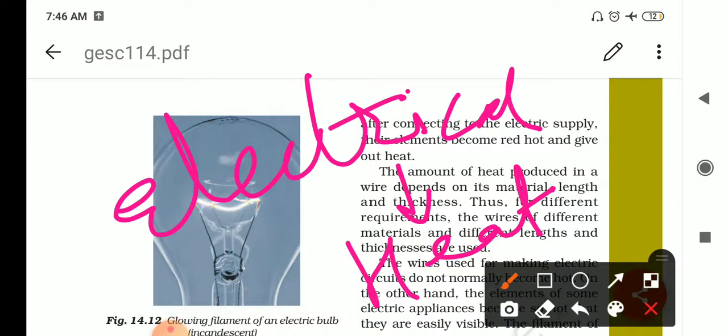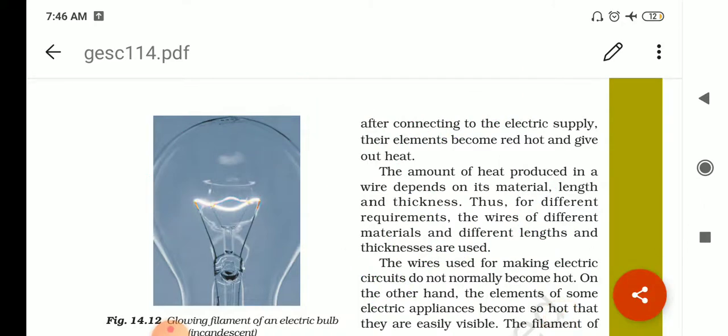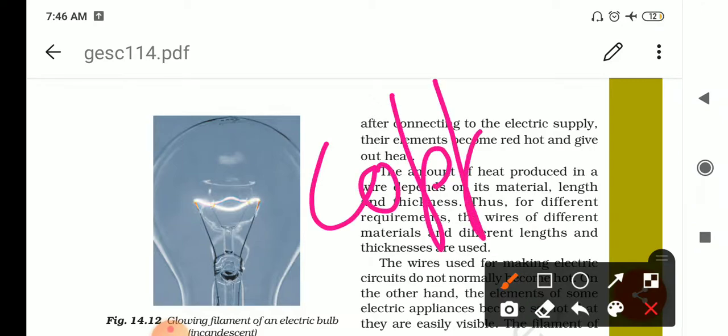Copper wire offers very little resistance and does not get hot. That's why all the wiring of the house is made of copper, because it does not heat up quickly. It shows very low resistance, right.